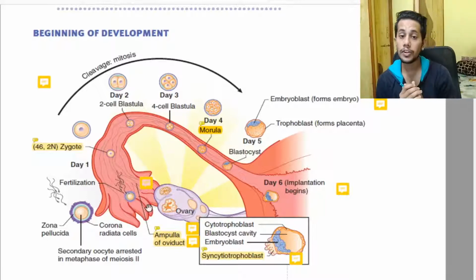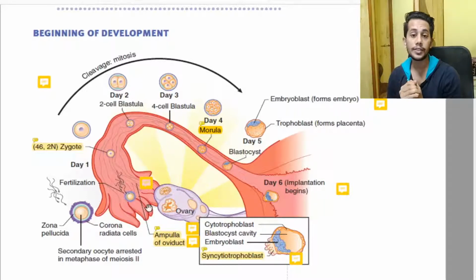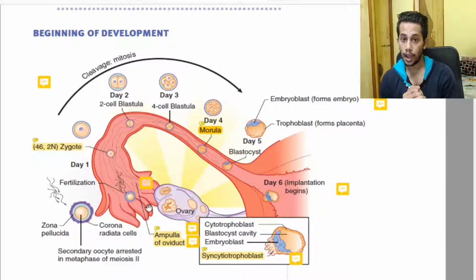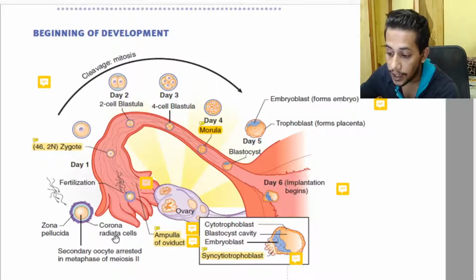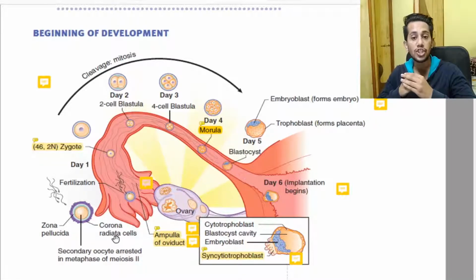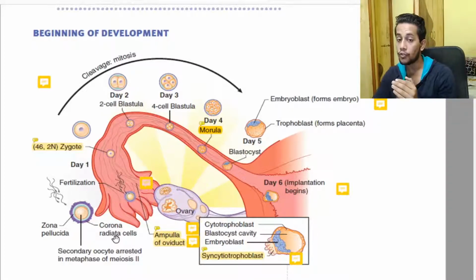Now one important thing to notice here is the egg does not get released directly into the ampulla. There's a gap: the egg is released into the peritoneum, the abdominal cavity, and from there, with the help of small villi, the egg is sucked into the ampulla of the oviduct.